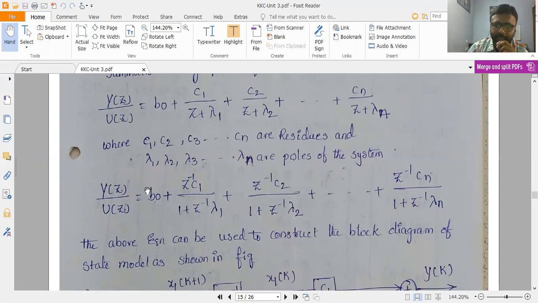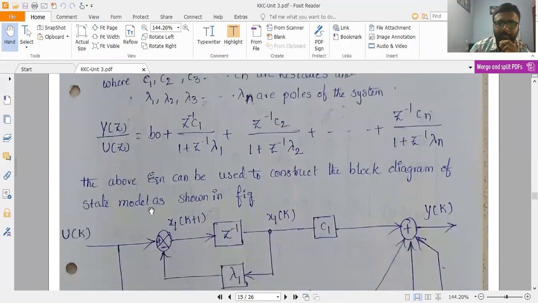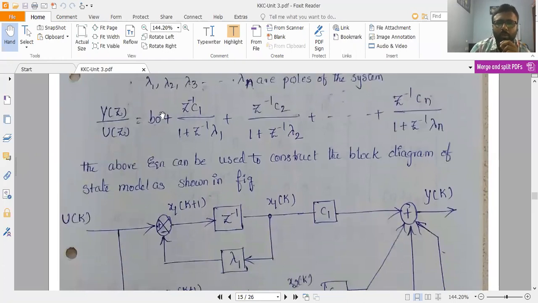Apart from these, another constant parameter is going to be added to this function. That constant is nothing but b0. So let us represent this. For example, all these particular terms are going to be summed up, so a summing function is going to be taken. From that summing function, we are going to get Y(z), or Y(k).